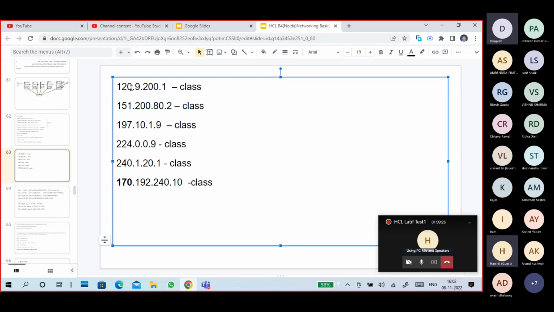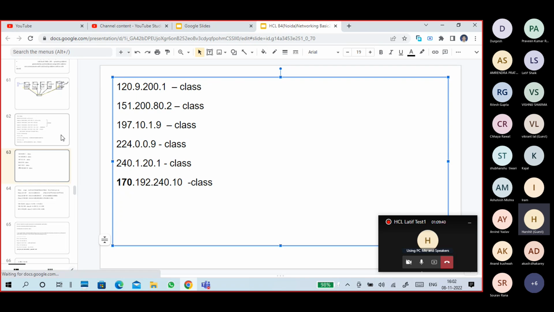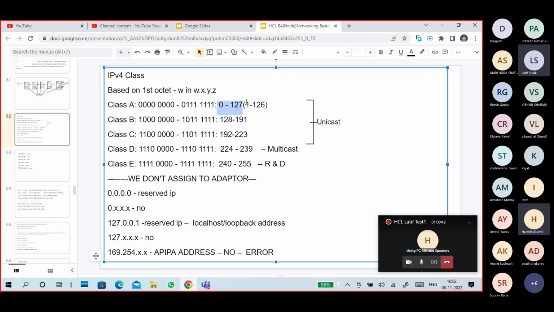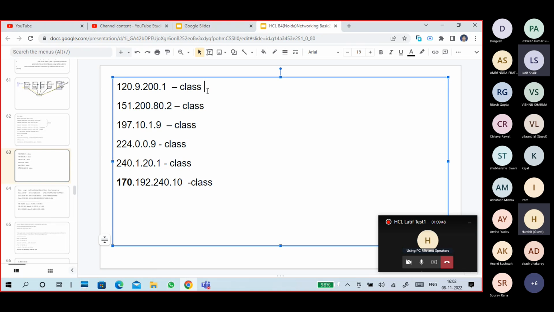Okay. So which class is it? We have to look at the first part only, not at these other parts. Which class is it? 120. See, where is 120? In between this range. Then which class is it? This IP address belongs to class A.